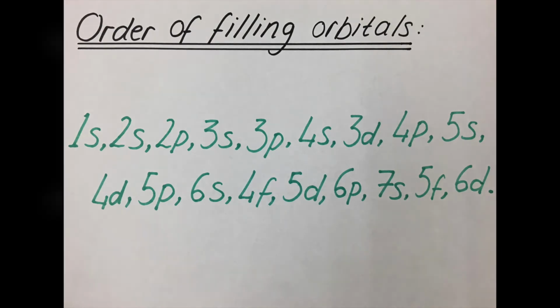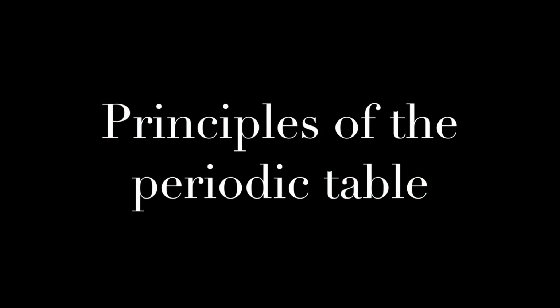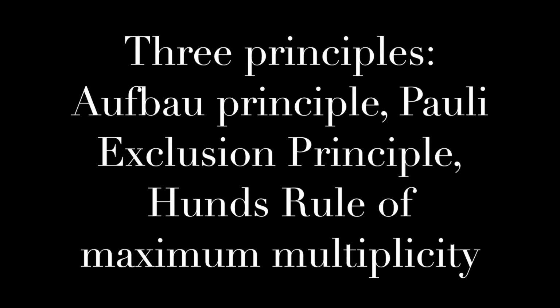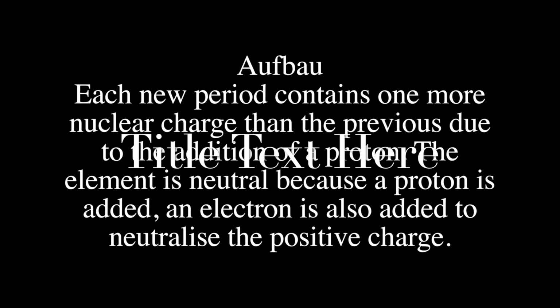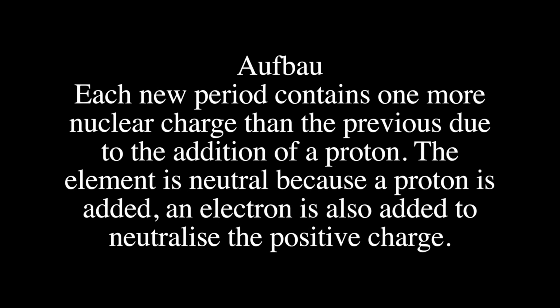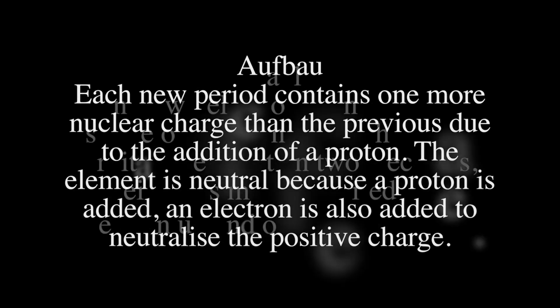The next topic is the principles of the periodic table. There are 3 important principles to consider when looking at the periodic table. These are the Aufbau principle, Pauli exclusion principle, and Hund's rule of maximum multiplicity. First up, Aufbau. This principle says that each new period in the periodic table contains 1 more nuclear charge than the previous. This is done by the addition of a proton. The element stays neutral because as each proton is added, an electron is also added to neutralize the positive charge. For example, lithium has 3 protons, and the following element, beryllium, has 4 protons.